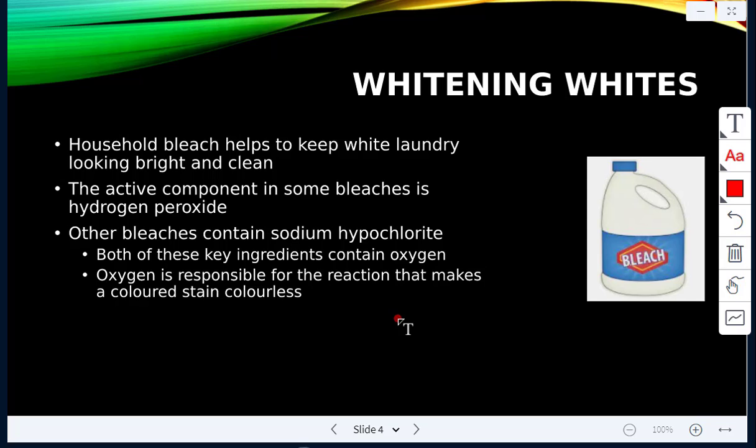Household bleach helps to keep laundry looking whiter, brighter and cleaner. The active ingredient inside bleaches is hydrogen peroxide. Some bleaches might contain sodium hypochlorite, but both of them contain oxygen. And it's that oxygen that's responsible for the reaction that makes a colored stain colorless.